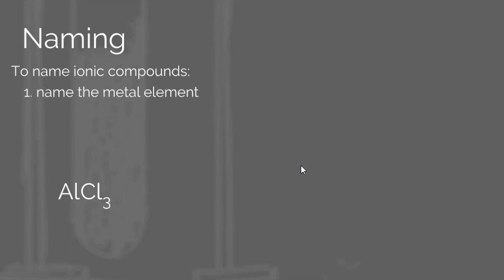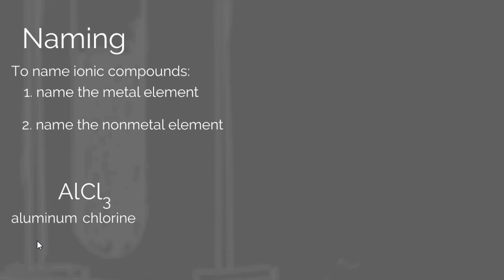The first step is that we need to name the metal element. In this case, aluminum. Very simple. I'll just write down aluminum. Step one, done. Pretty easy so far. Step two is that I need to name the non-metal element of it. So now I have chlorine on here, and I'll go ahead and write in chlorine.